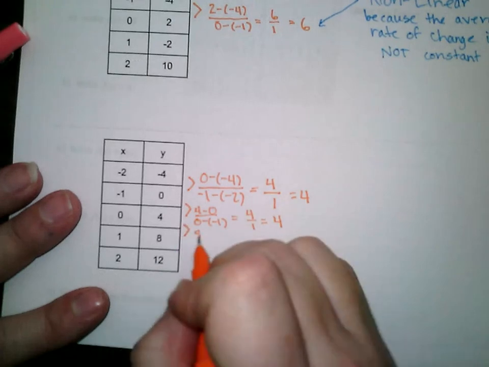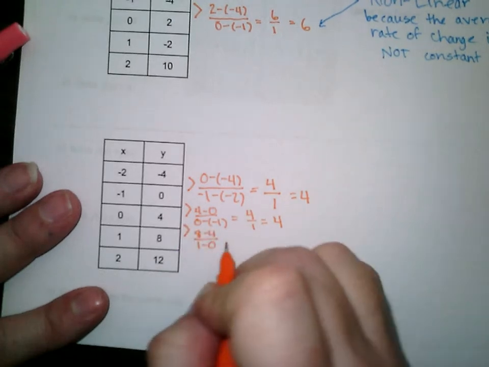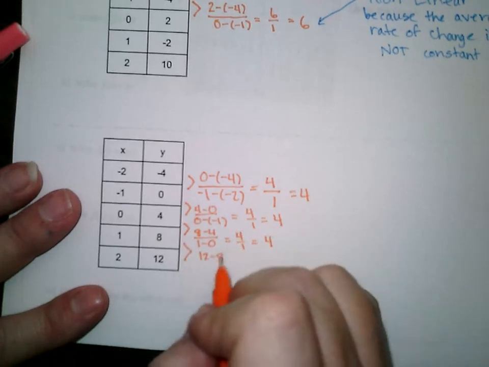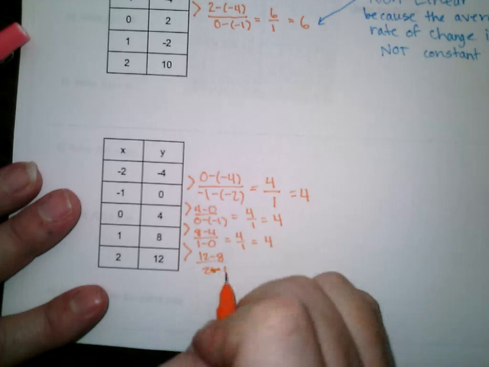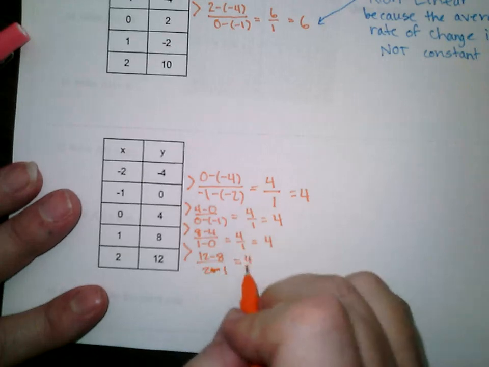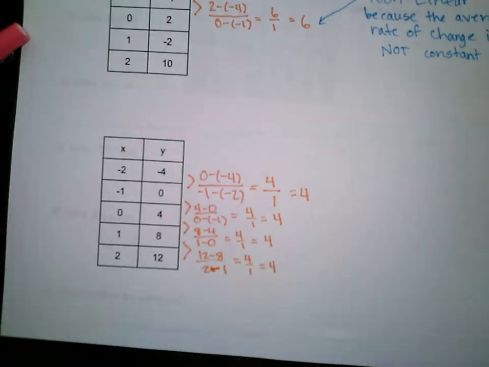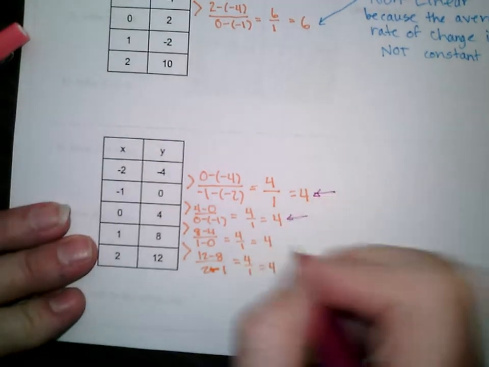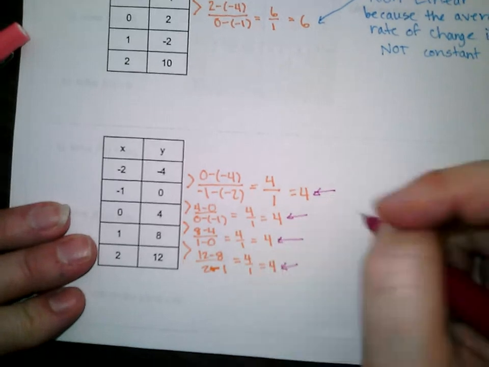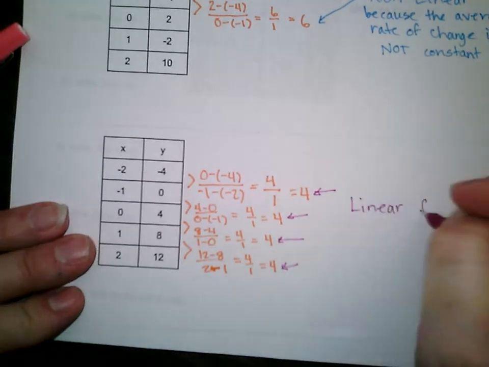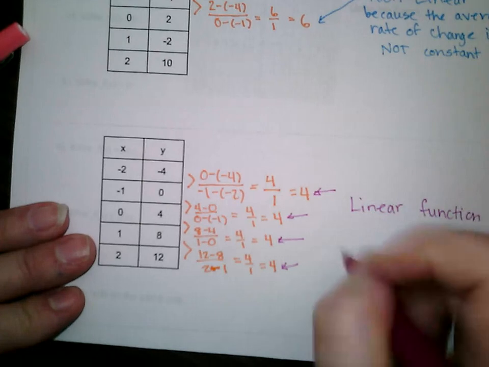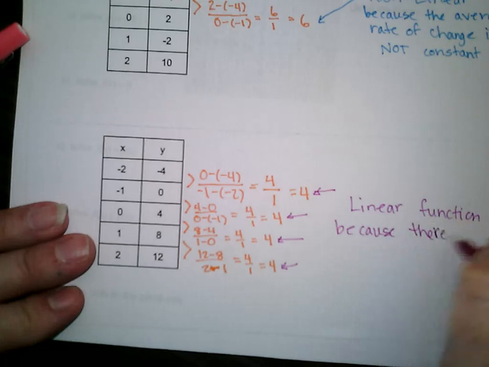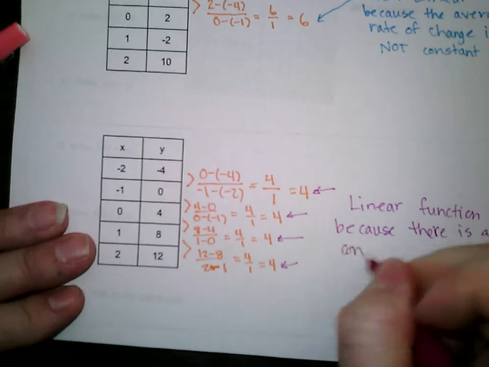Check these two. 8 minus 4 over 1 minus 0, 4 over 1. And then 12 minus 8 over 2 minus 1. So that's 4 over 1 as well. So we have a linear function right here because we have a constant rate of change. There is a constant average rate of change.